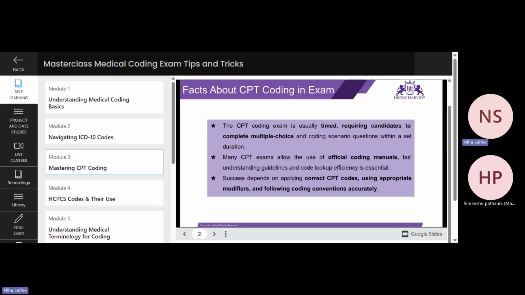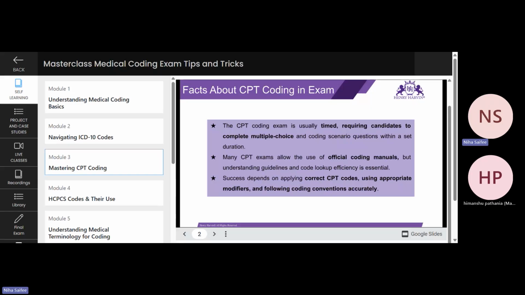So we had talked about ICD codes in the last class. ICD codes are basically the diagnosis codes. Whenever we treat any patient, we always look for the diagnosis. But diagnosis is not the only thing in a treatment.